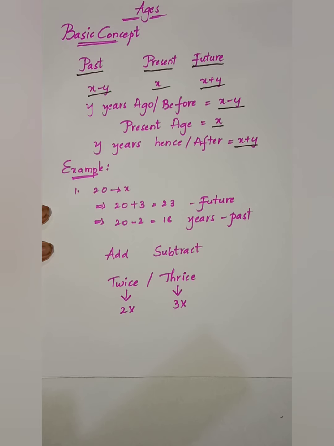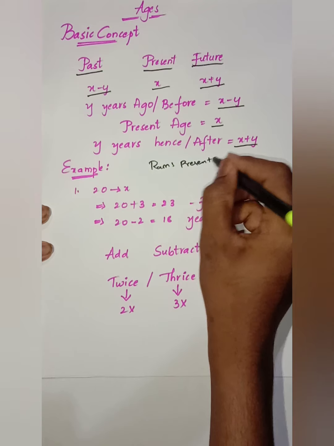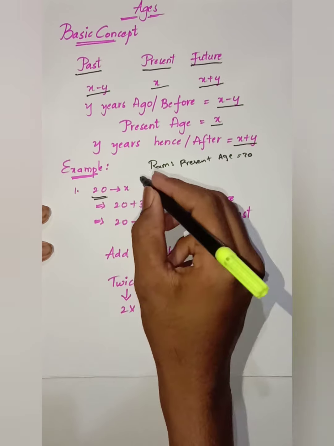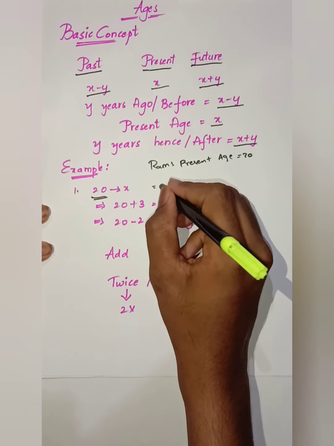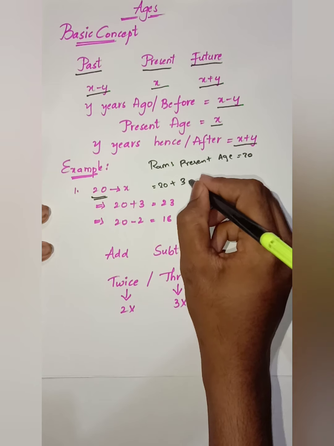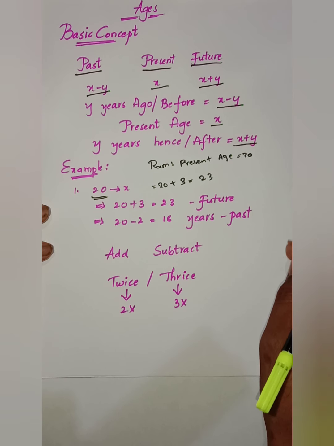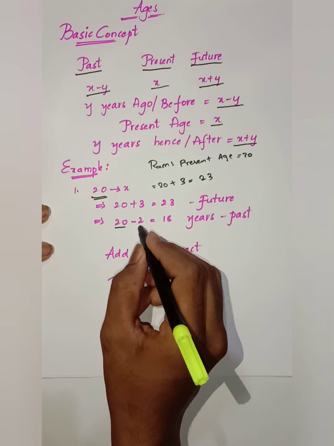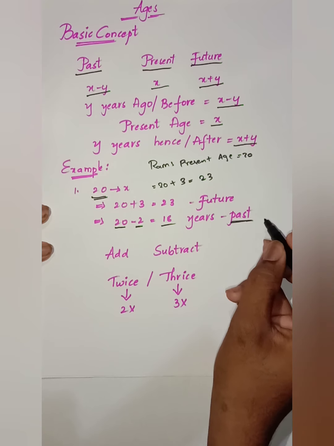For example, Ram's present age is 20. So it is denoted as x, and the present age is 20. In the question it will be given as after 3 years, that means future. So the present age plus the future years will be the new age of Ram. And if the question says ago or before, that means past. So present age minus the given years, 18 years, is the new age of Ram.